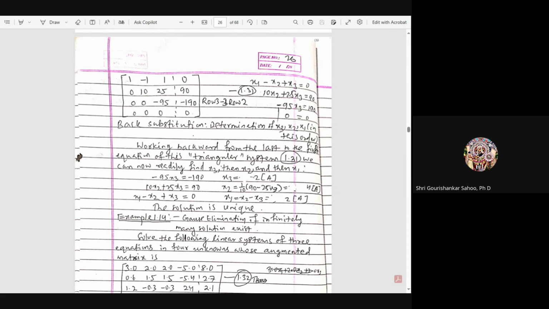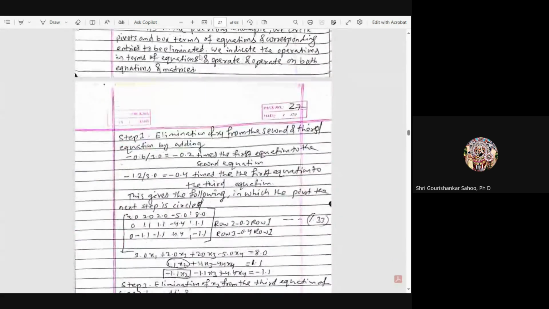and in the third equation you have minus 95x3 is equal to 190. So your x3 is now minus 2. By putting the value of x3 in the second equation, 10x2 plus 25x3 is equal to 90, you have x2 is equal to 4. And by putting the value of x2 and x3 in the first equation, you have x1 is equal to 2.